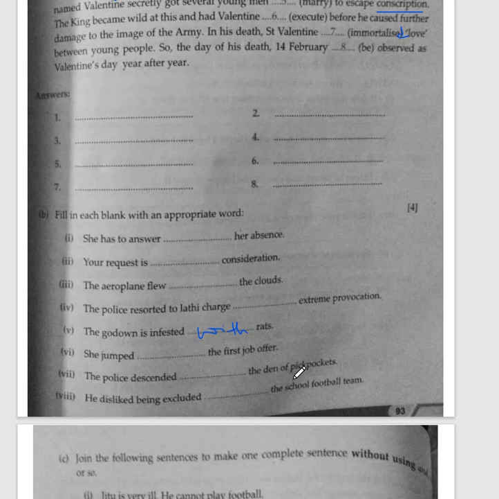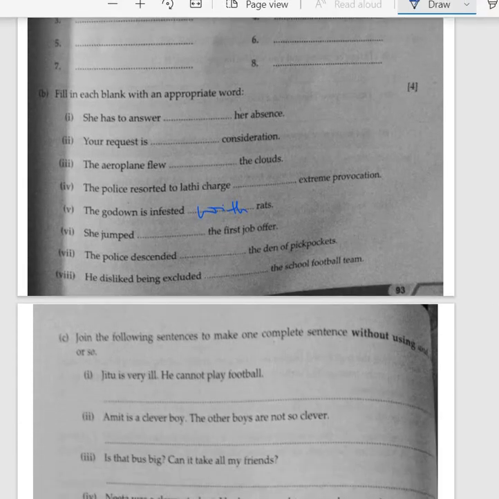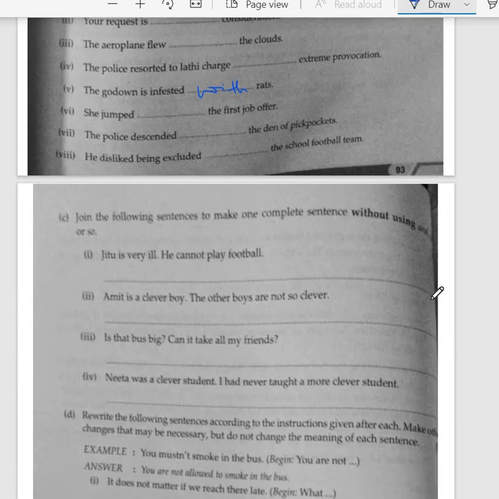Next one, the police descended dash the den of pickpockets. The police descended at the den of pickpockets will be the correct answer you can go for. Also we can go for to. The police descended to the den of pickpockets. Next one, he disliked being excluded from the school football team. Okay. Next one, where we come to question number C.